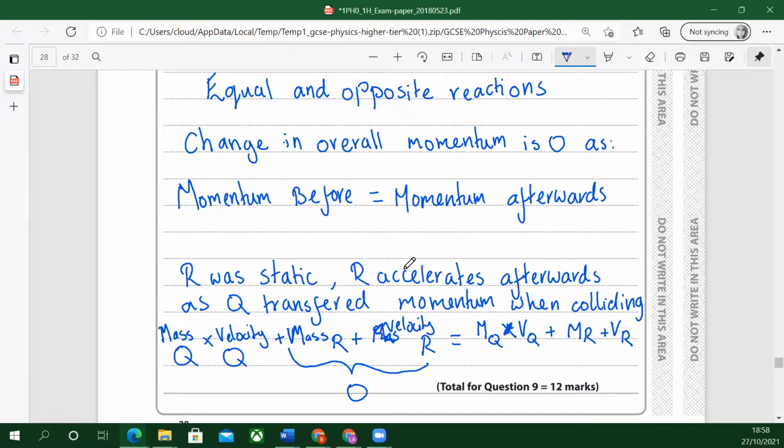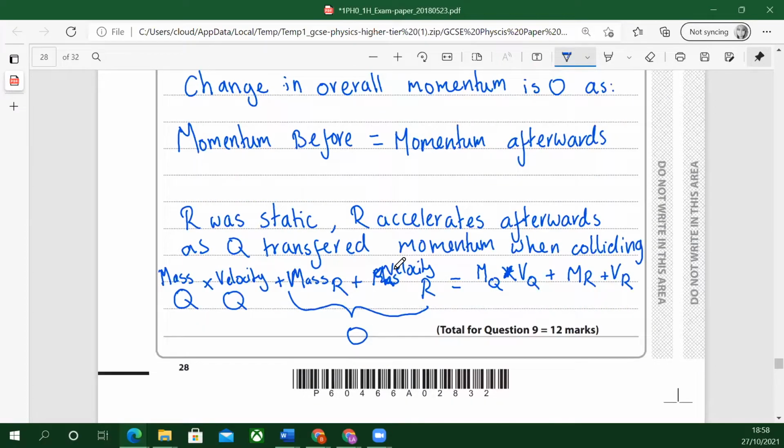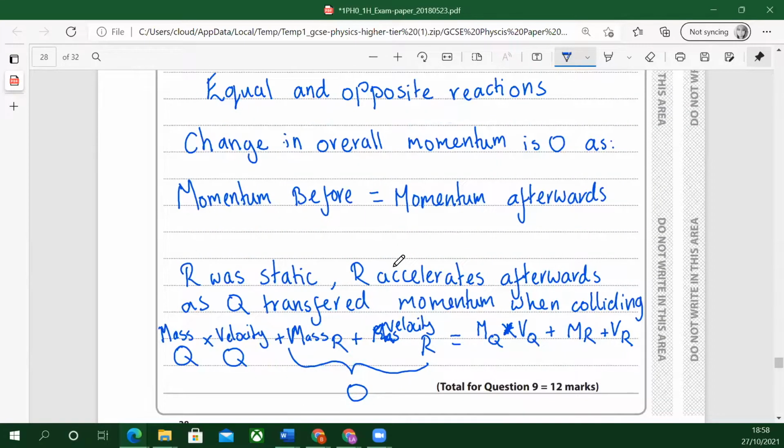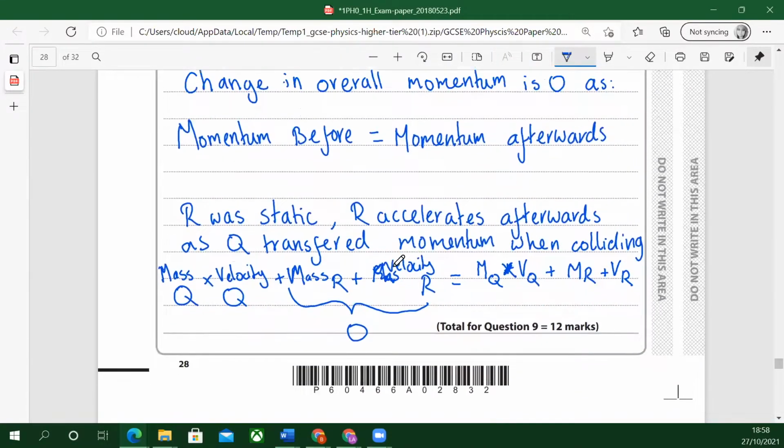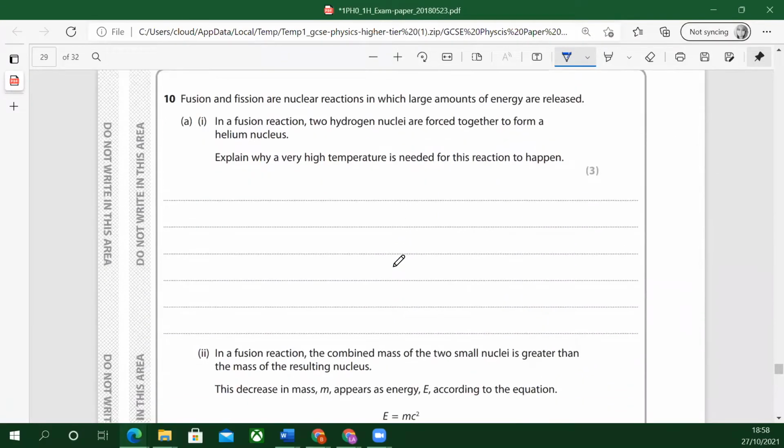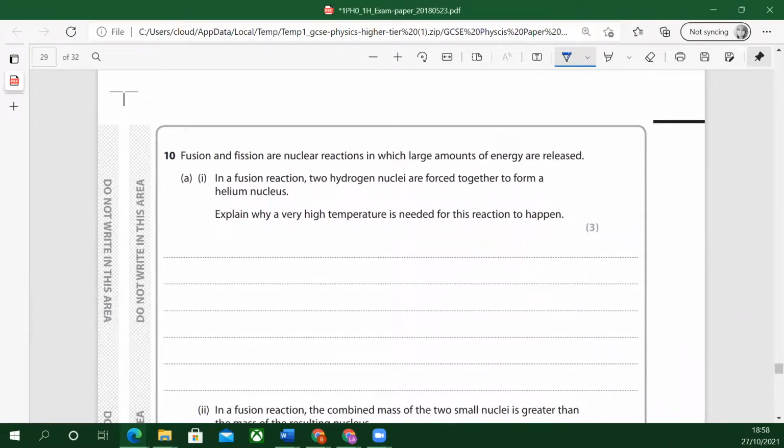Okay, so that's what would have happened. We don't know the numbers, so we can only write that. Let's look carefully at collisions. Okay, so getting on to fusion and fission. It says fusion and fission are nuclear reactions in which large amounts of energy are released. In a fusion reaction, two hydrogen nuclei are forced together to form a helium nucleus. Explain why a very high temperature is needed for this to happen.